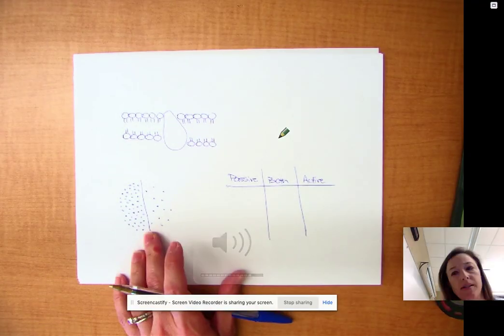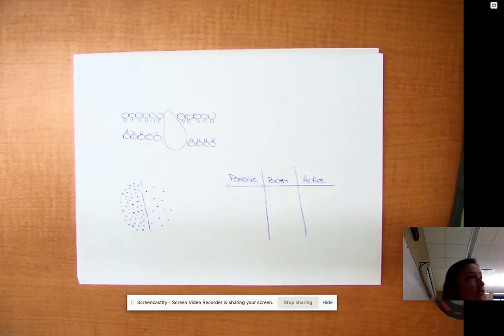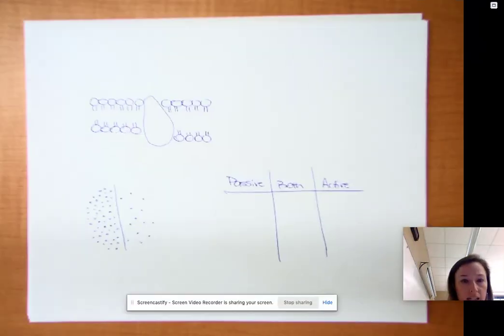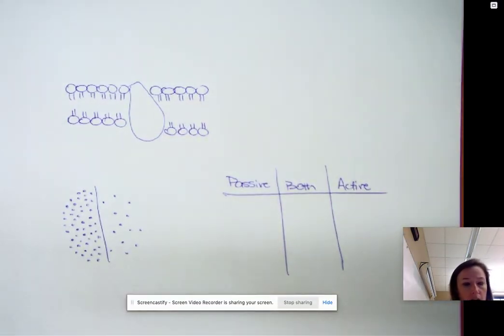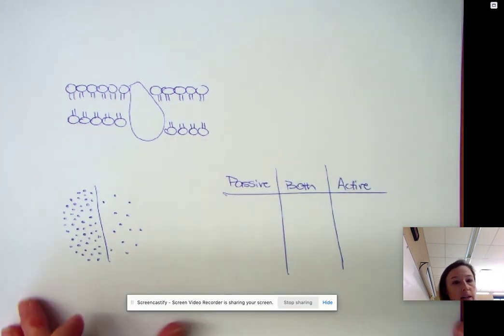All right, so we are here to talk about the first three learning targets, which were: I can explain why some molecules can cross the cell membrane while others cannot, I can compare passive and active transport, and I can contrast passive and active transport.